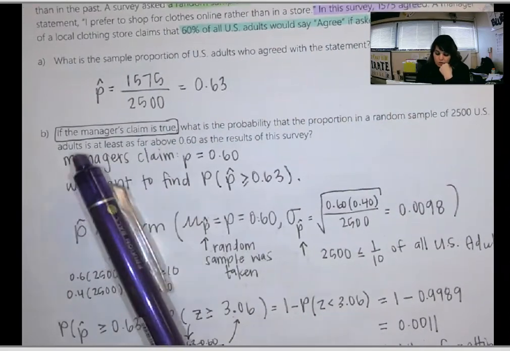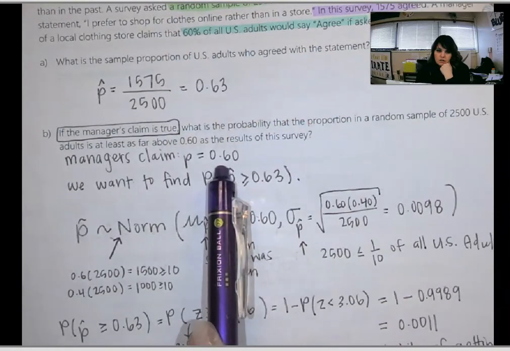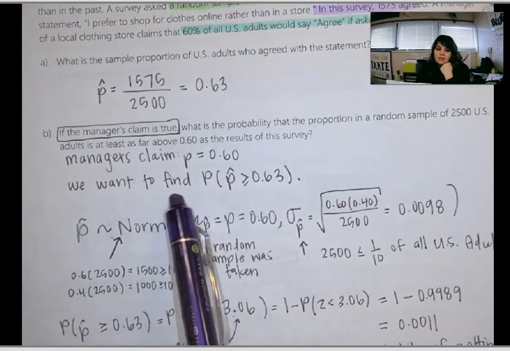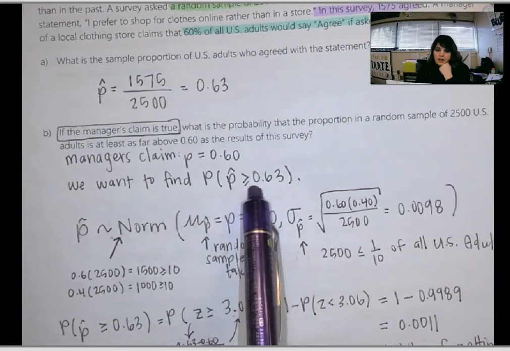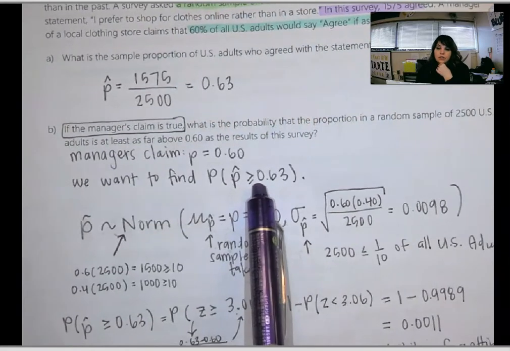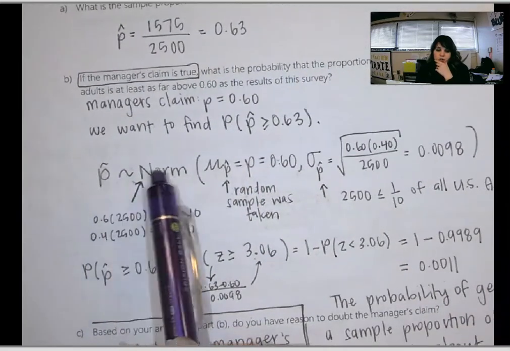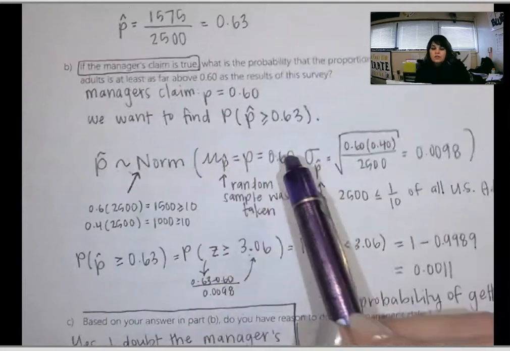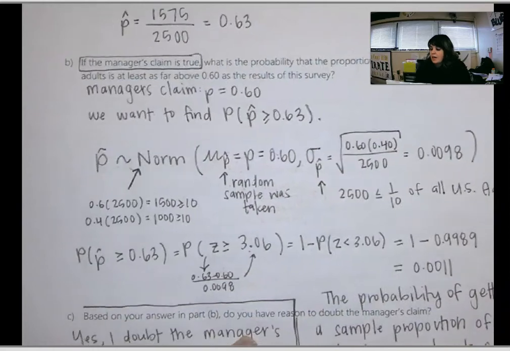Okay? So our manager's claim is 60%. We want to find the probability that we would get a sample proportion as high or higher than the one we got. So we're looking at 0.63 and higher. All right, well, our sampling distribution is normal, with a center at the claimed value and a standard deviation that can be calculated.